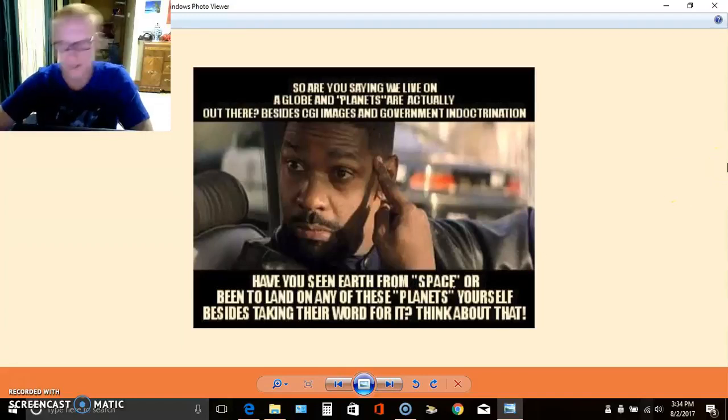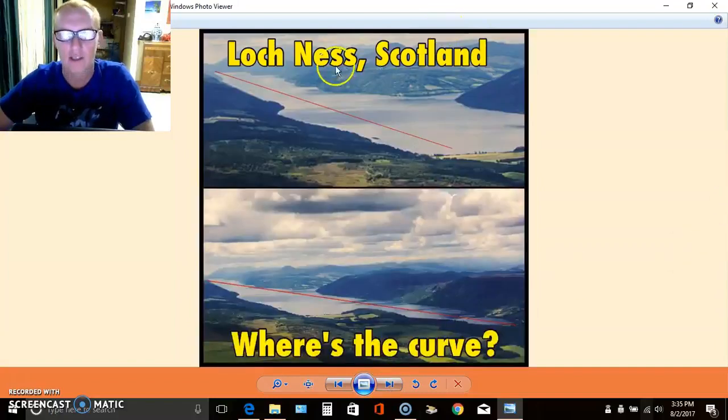So, are you saying we live on a globe and planets are actually out there besides CGI images and government indoctrination? Have you seen Earth from space or been told or been to land on any of these planets yourself besides taking their word for it? Think about that. Think about that. Loch Ness, Scotland. Where's the curve?